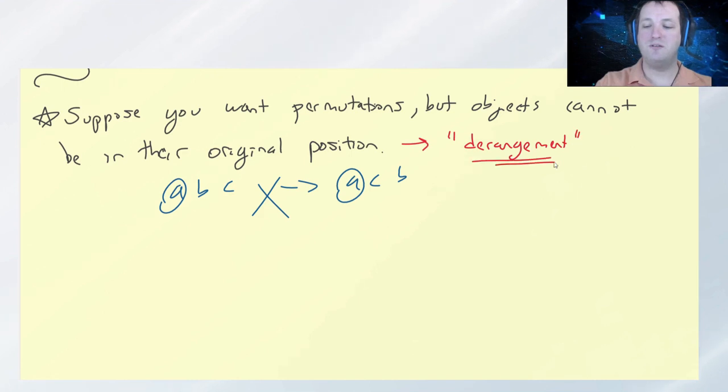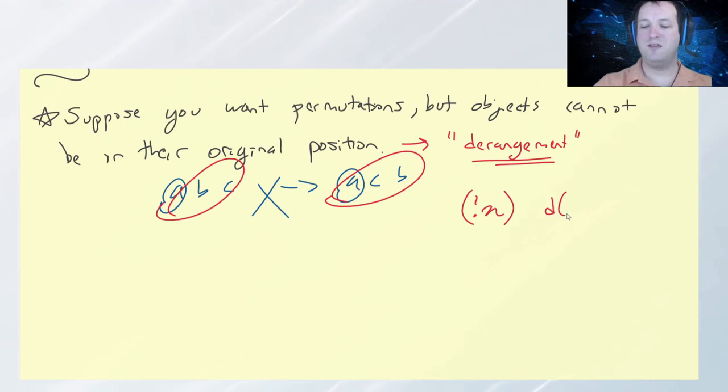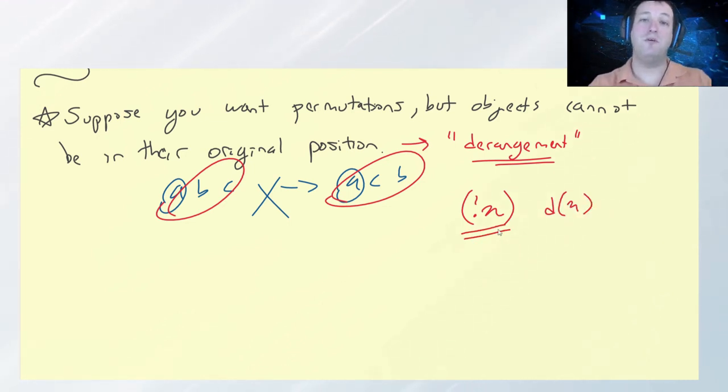A derangement, okay? So if we have n particular objects and we want to count the number of derangements, we're typically going to denote that by n with a factorial sign before it. Some people will write this as D_n, but n with the factorial symbol before it is usually the most common notation, at least now.